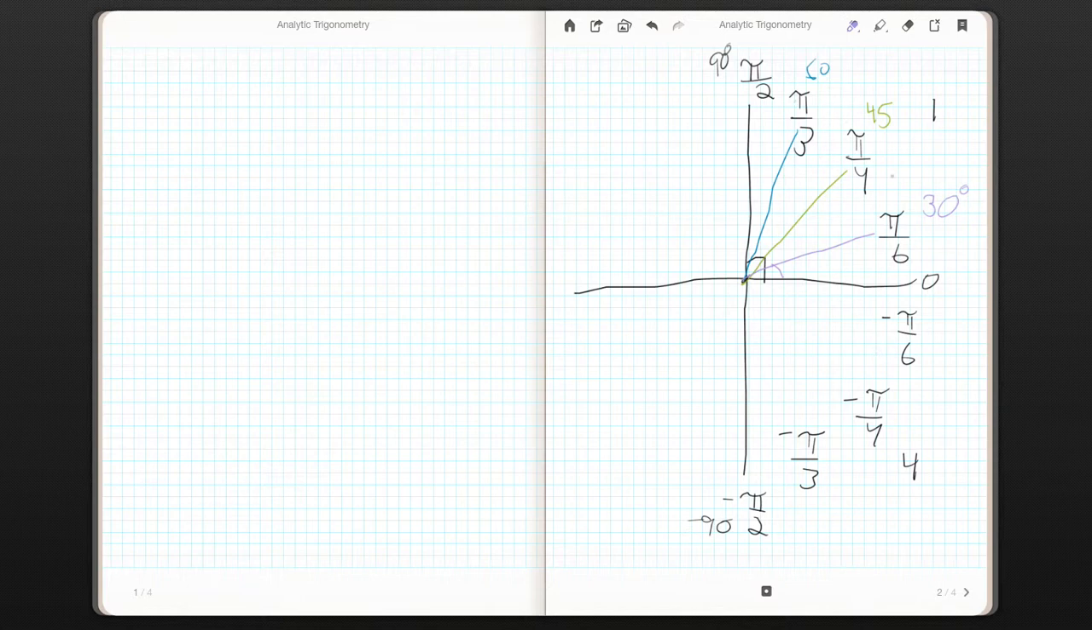And of course, all this stuff mirrors down here, but it is negative 30, negative 45, negative 60. So yeah, we start at 0, go negative, start at 0, going up, we're going positive, because positive is up here, negatives down here. Okay, so we have our cheat sheet.